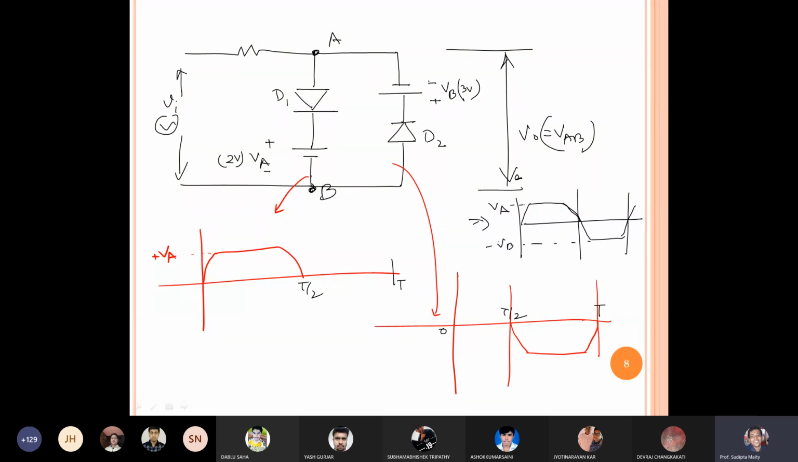It is the clamper. We will start the clamper next day. We will not talk about the clipper.